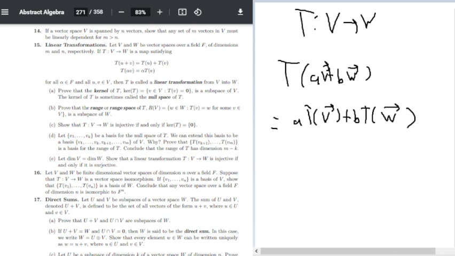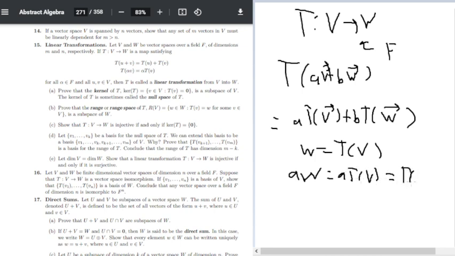Alright, the range space is a subspace of W. I've been using this result, so time to actually prove it. So if W is equal to T of V, then AW, note that these are both vector spaces over the same field F, by the way, before I get into this. Then AW is equal to A T of V is equal to T of AV. And the reason I mention this is that otherwise this multiplication doesn't make sense.